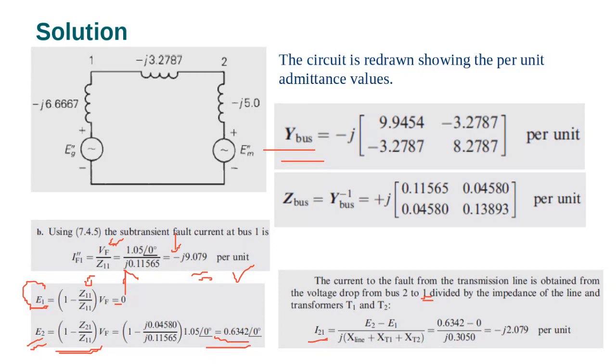And then very simple, E2 minus E1. So the circuit now becomes Ohm's law. E2 minus E1, not E1 minus E2, E2 minus E1. And E1 is 0. Over all the impedance between 1 and 2, which is the line, transformer 1 and transformer 2. Then we get this number.